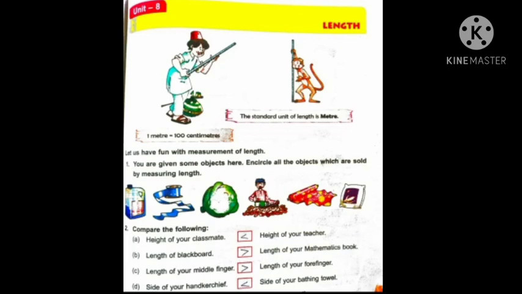Next one. Length of your middle finger, length of your forefinger. Which length is more, middle finger or forefinger? Yes, middle finger is more. So here also we have to use the symbol greater than. Next one. Side of your handkerchief, side of your bathing towel. Which side will be more, handkerchief or bathing towel? Yes, bathing towel will be more. So here we'll use the symbol less than.